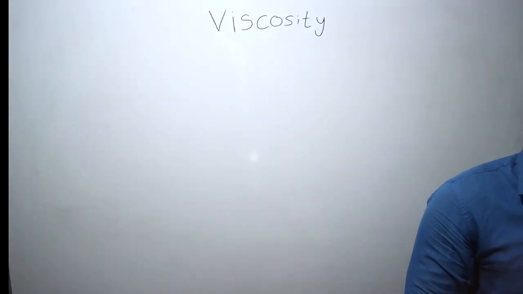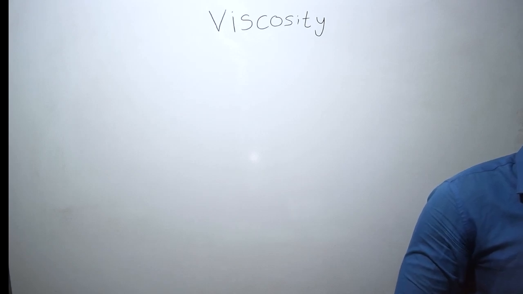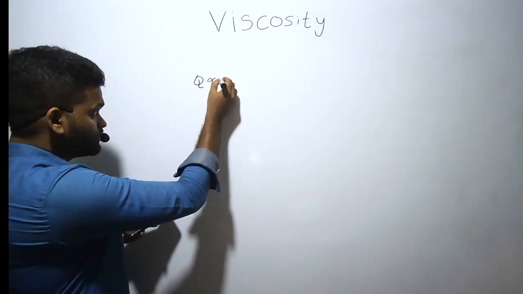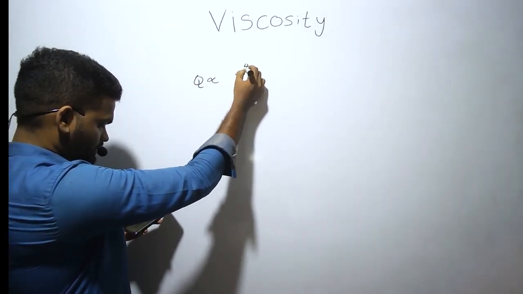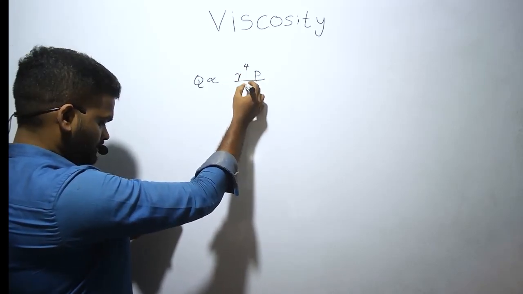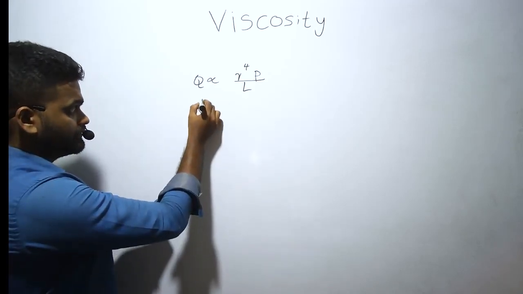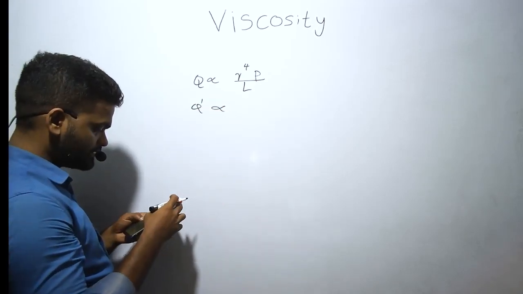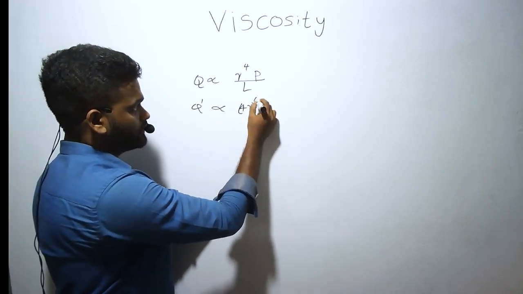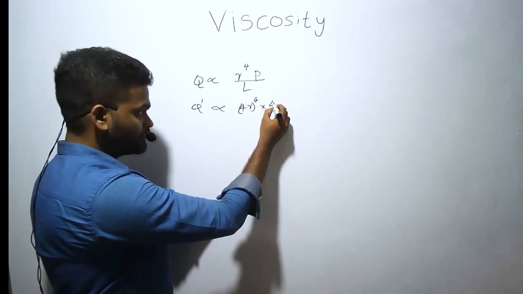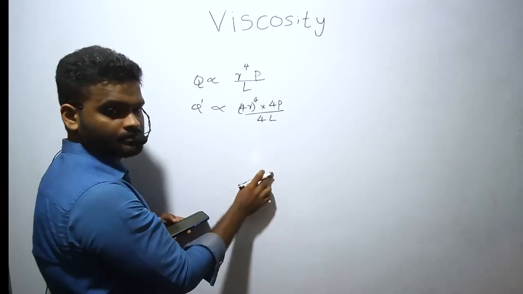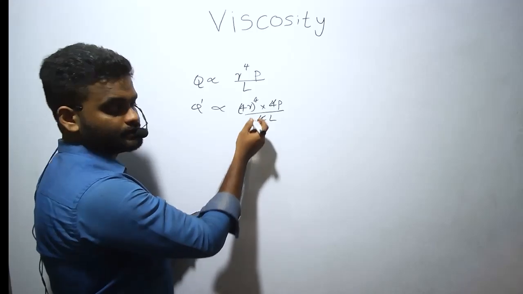Right, let's see. Here, Q, r to the power 4, pressure changes and length L. Another one Q dash, radius is 4. 4 times radius increase, 4r to the power 4, pressure is 4 times, length is 4 times. So this 4 cancels off. 4 to the power 4.